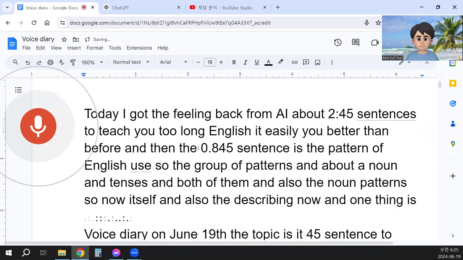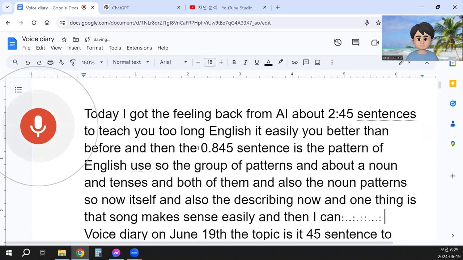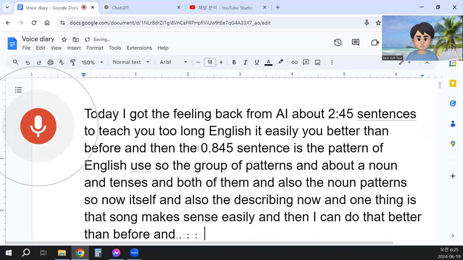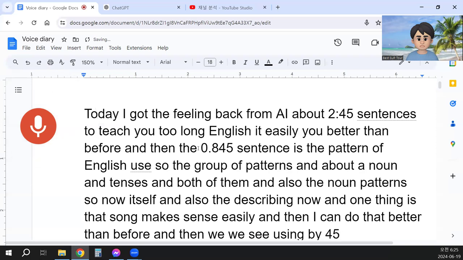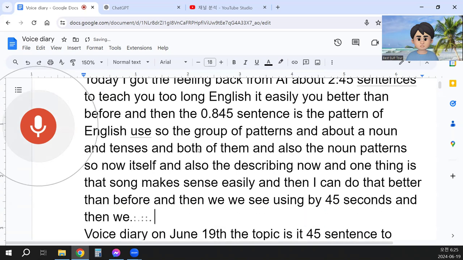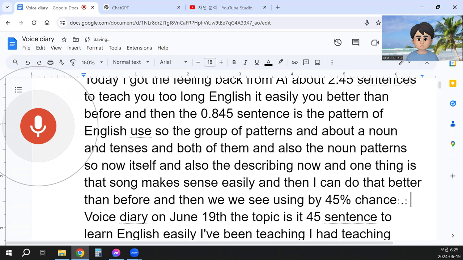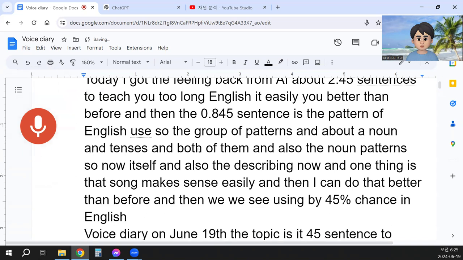These make the sentence longer, and then when we use the patterns of English, we can use it easily and I can do that better than before. And then we use English using the 45 patterns. If we get familiar with the 45 sentences, then we can use these patterns in English in normal life. From the feedback from AI, it gives me a good way to do it.